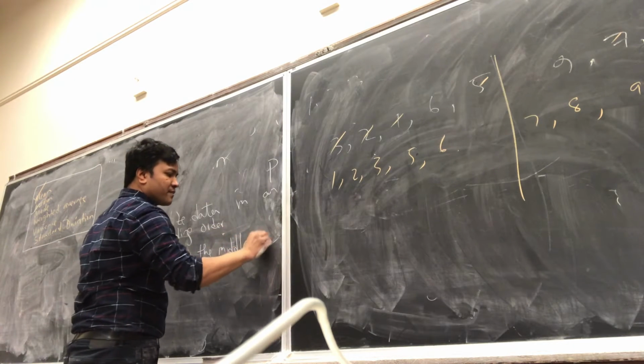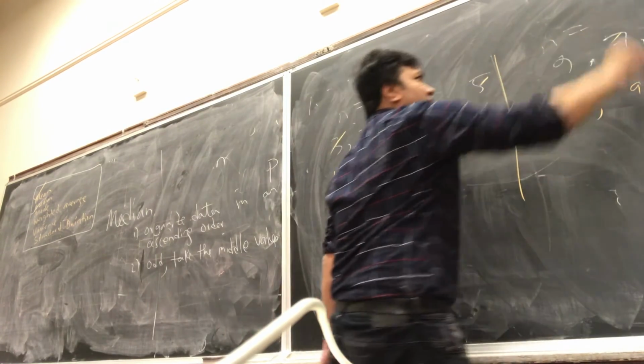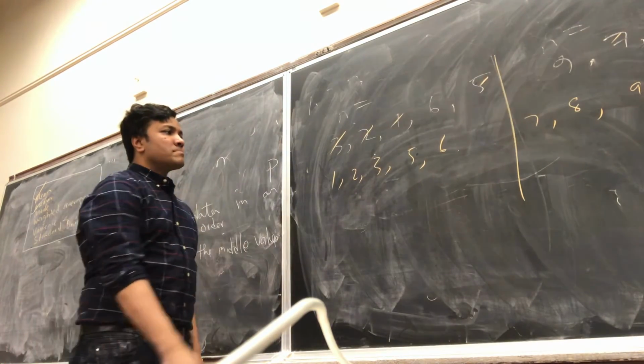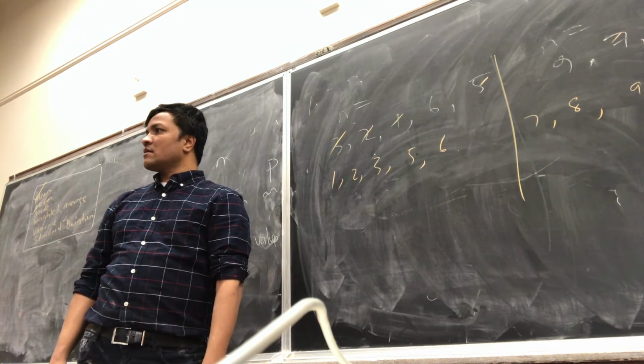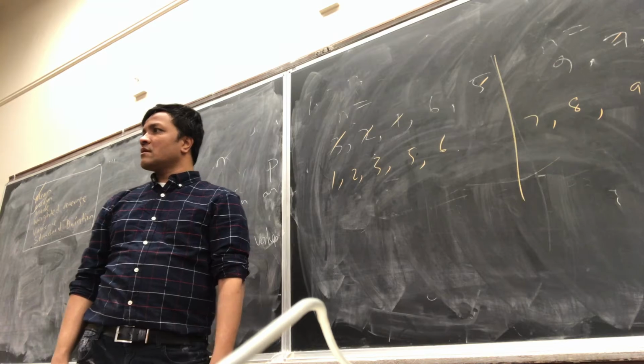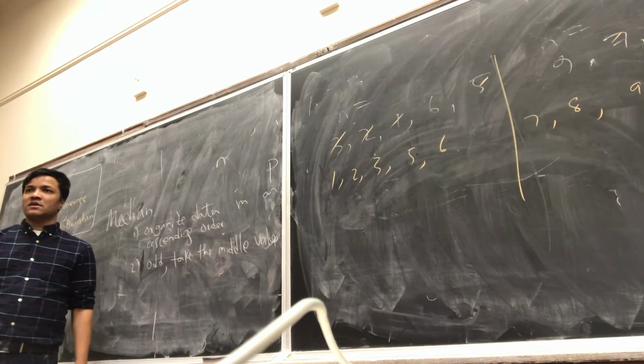Middle value. Which one is n odd? N is how much? 3. 1, 2, 3, 4, 5. That's all. If n is odd, take the middle one. Okay.